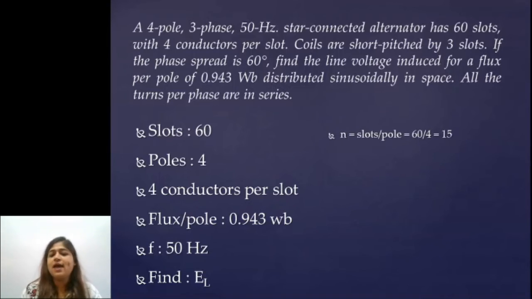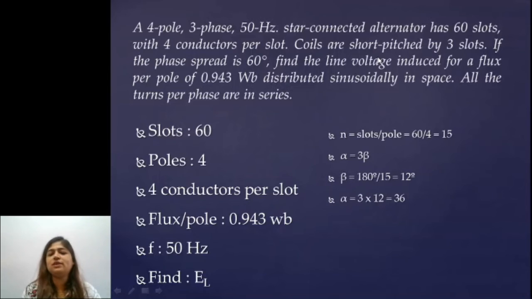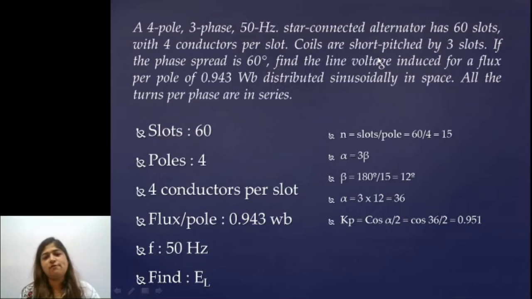Substituting it in the value of alpha: by how many slots is it shorted? By 3 slots it is shorted. It is clearly mentioned in the problem. So alpha will be equal to simply thrice beta. Let's get the value of beta. Beta is 180 by n, which is 12 here. Substituting, we will get alpha as 36. Substituting alpha in the Kp equation, Kp is cos(alpha/2), which comes out to be 0.951, the value of pitch factor. Let's proceed to Kd.